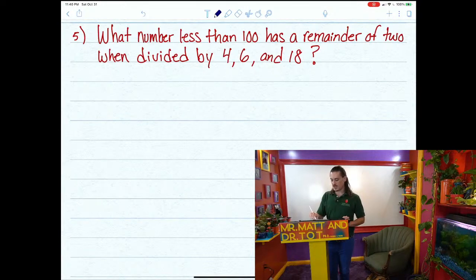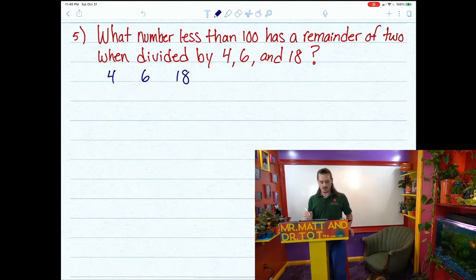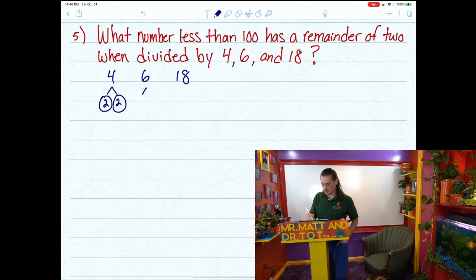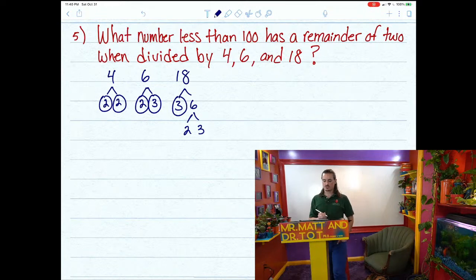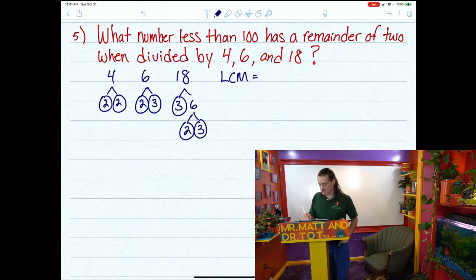So taking each factor, the most number of times it occurs in any one factorization, 2 occurs the most number of times, 2 times in 4, so I'm going to take 2 2's. 3 occurs the most number of times, 2 times in 18, so I'm going to take 2 3's. 2 times 2 is 4, 4 times 3 is 12, 12 times 3 is 36. So 36 is a number that is exactly divisible by 4, 6, and 18.